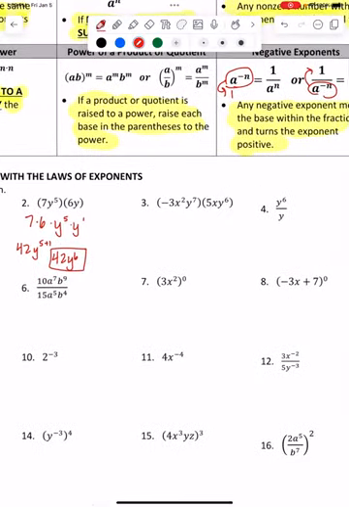Number 3, same thing. All this stuff's being multiplied together. So we're going to go negative 3 times 5 times x squared times x to the 1st, times y to the 7th times y to the 6th. So negative 3 times 5 is negative 15. And then we're going to add those exponents because everything's being multiplied together. So negative 15x to the 3rd, y to the, that's 7 plus 6 is 13. Okay? So we got those.